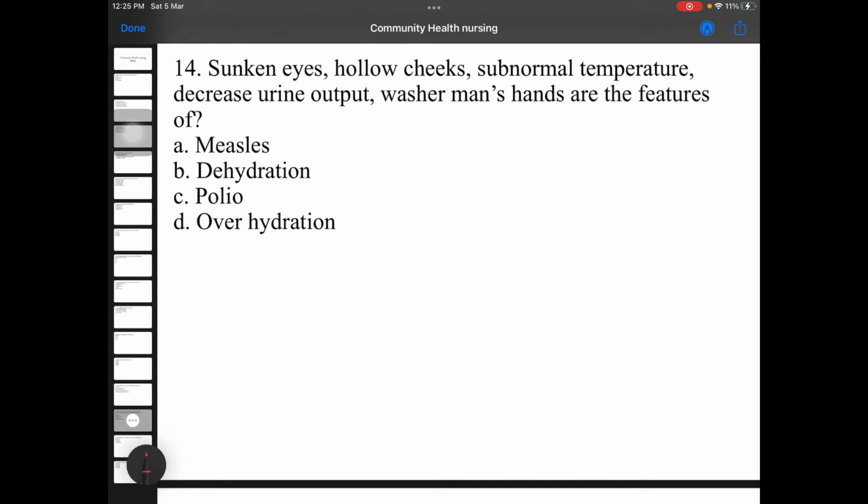Question number 14. Sunken eyes, hollow cheeks, subnormal temperature, decreased urine output, washerwoman's hands are the features of option A, measles, option B, dehydration, option C, polio, option D, over dehydration. So the correct option here is option B, which is dehydration.